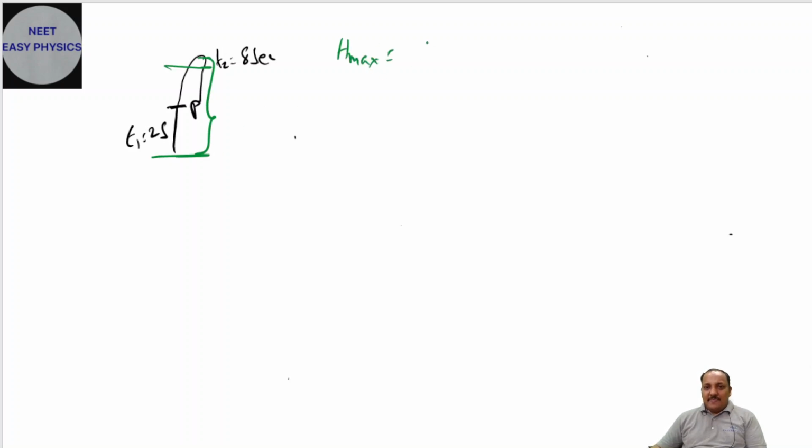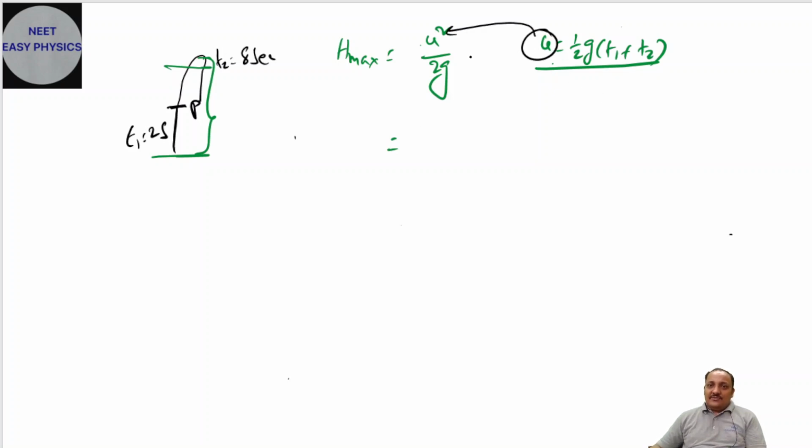We came to know it is u square by 2g. Already we got u. What is u here? Already we derived that equation. u is equal to half g into t1 plus t2. This one you should not forget. So you can put this equation in this equation. Otherwise, first you can calculate u. You can substitute that u in this equation. Both are going to be the same. I am just giving the equation for you.